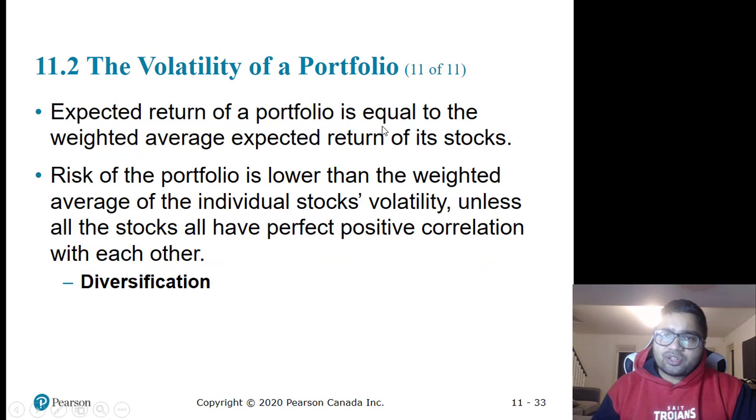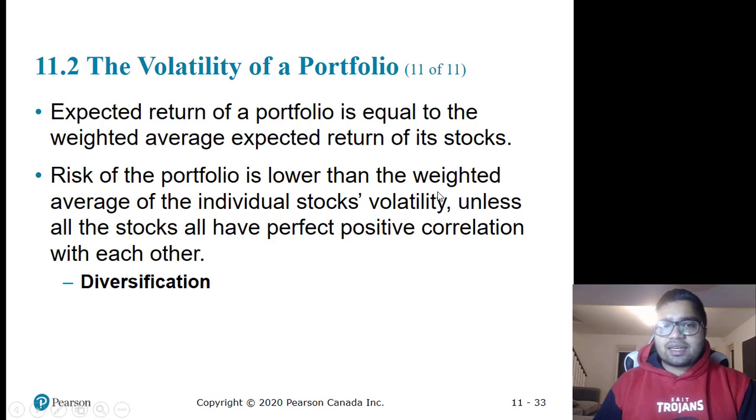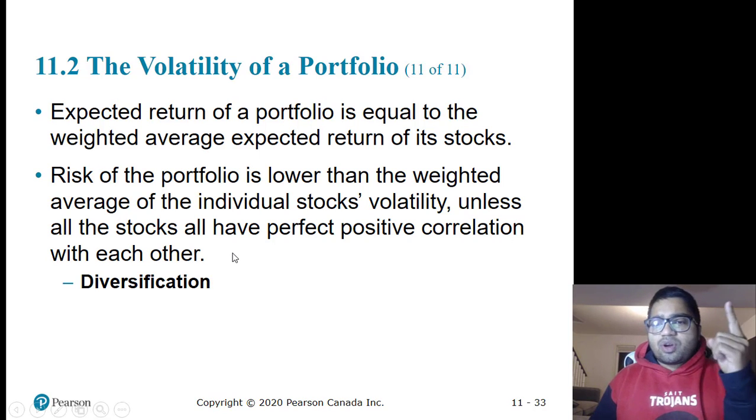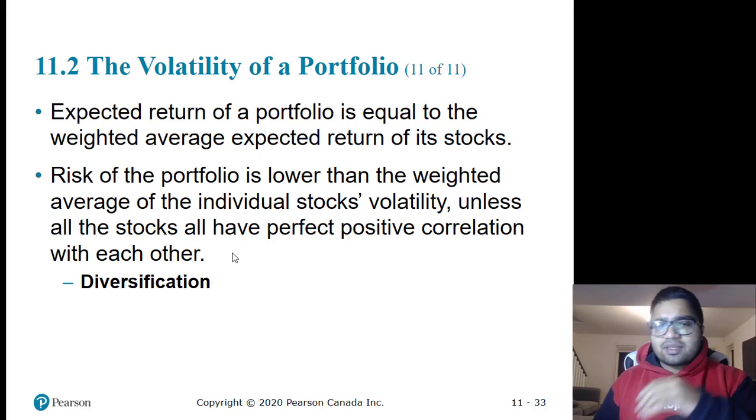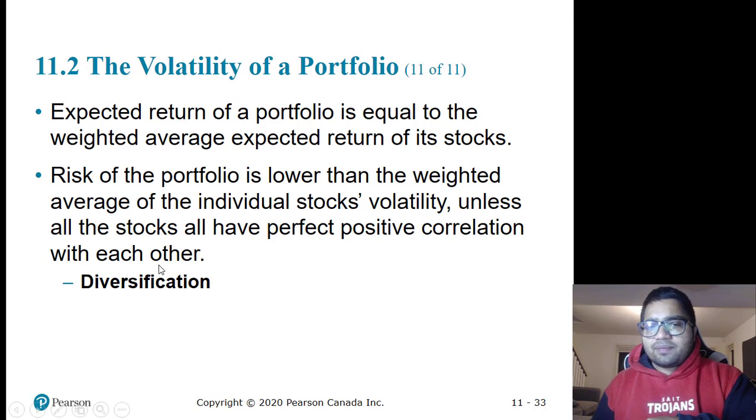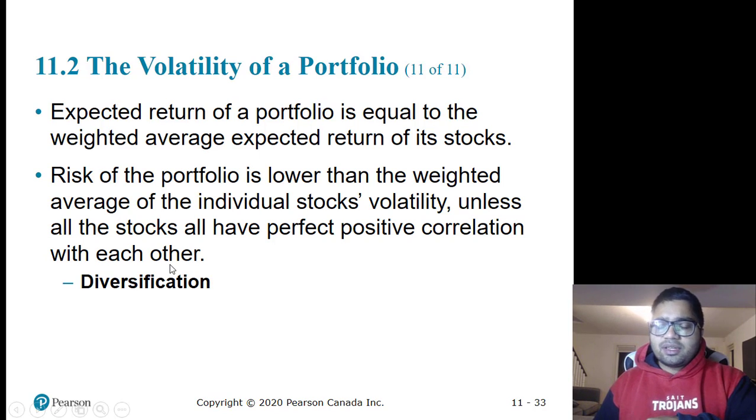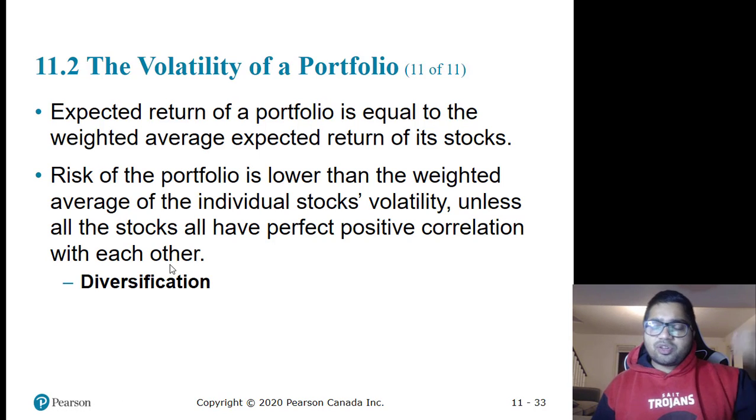The expected return on a portfolio is equal to the weighted average expected return of the stocks. The risk of a portfolio is lower than the weighted average of the individual stocks unless all stocks have perfectly positive correlation. So if stocks have correlations of 1, then you just have to take the weighted average. Otherwise you have to use that formula. So diversification is important, and the best way to diversify is to include stocks in your portfolio coming from different industries.